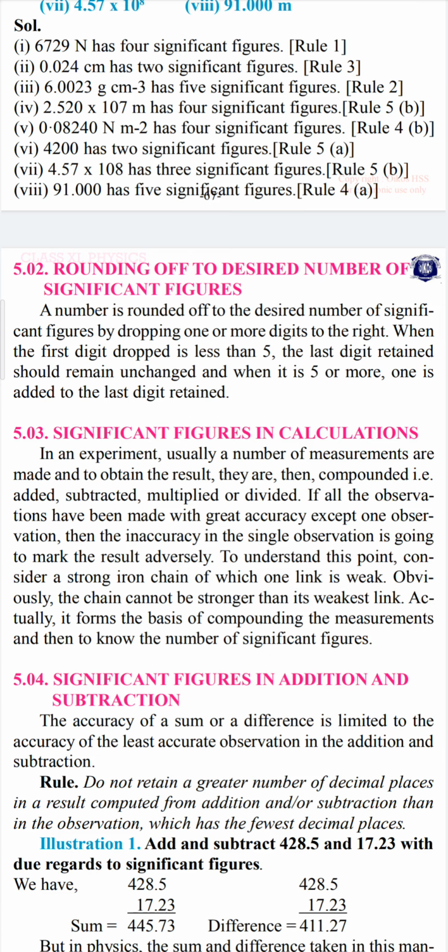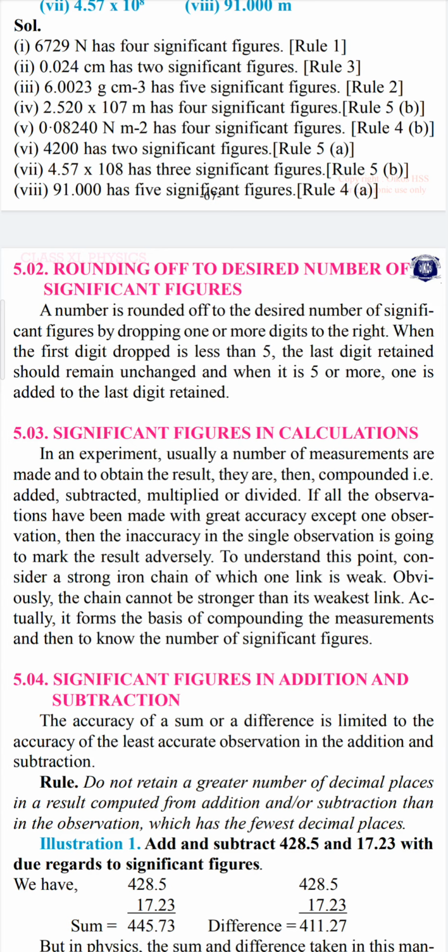Rule 4. B. 6. 4,200 has 2 significant figures. Rule 5. A. 7. 4.57 × 10^8 has 3 significant figures. Rule 5. B. 8. 91.000 has 5 significant figures. Rule 4. A.